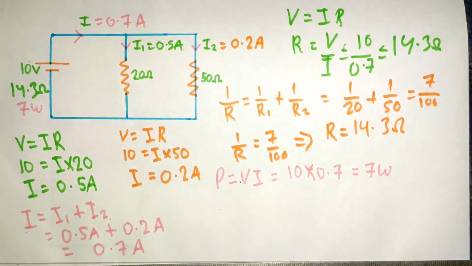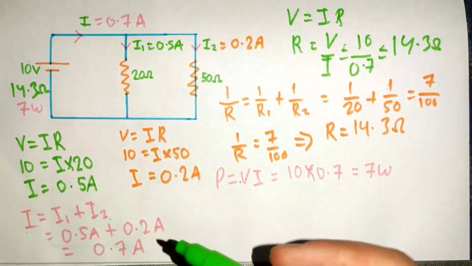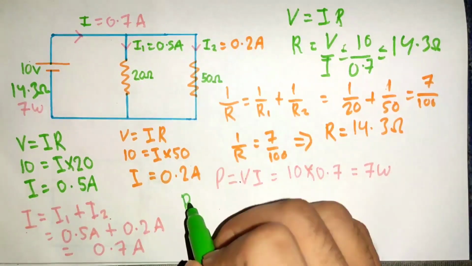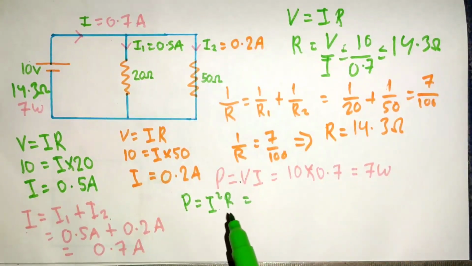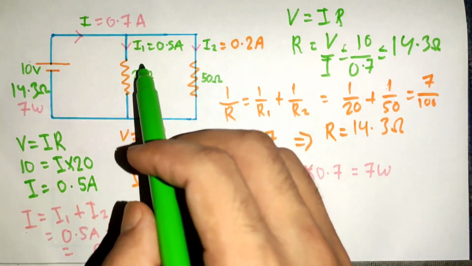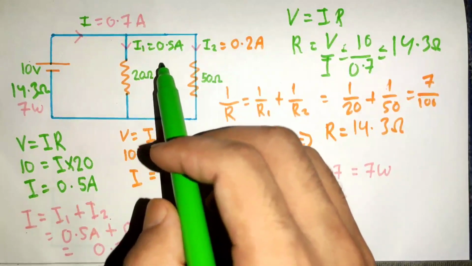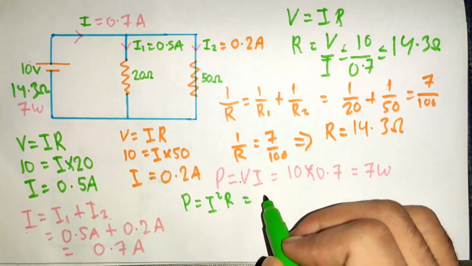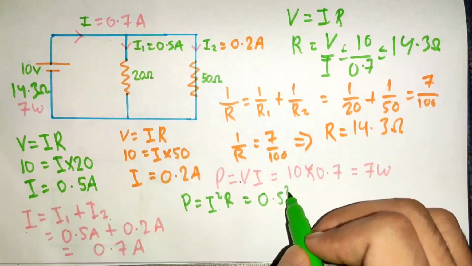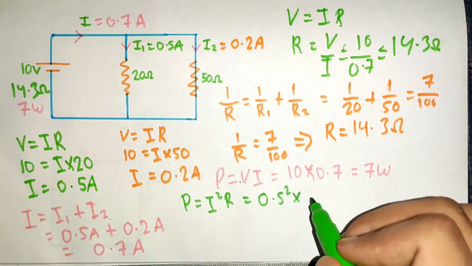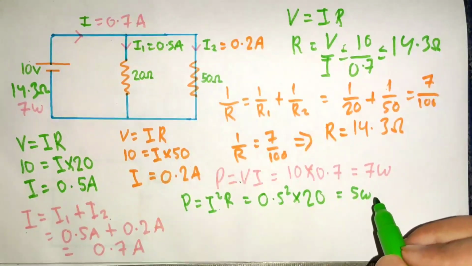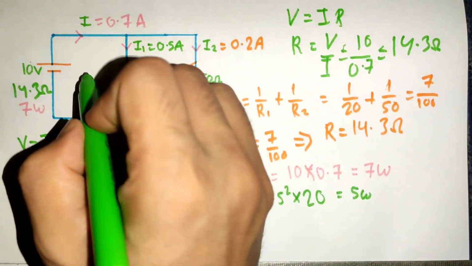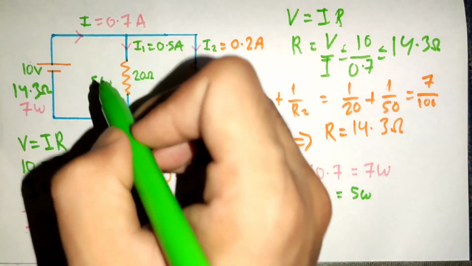Now let's calculate how much power is consumed by a 20 ohm resistor. P equals to I square R. We know that 0.5 ampere of current passes through 20 ohm resistor. So we can write 0.5 square into 20 equals to 5 watt. That means 5 watt of power is consumed by 20 ohm resistor.